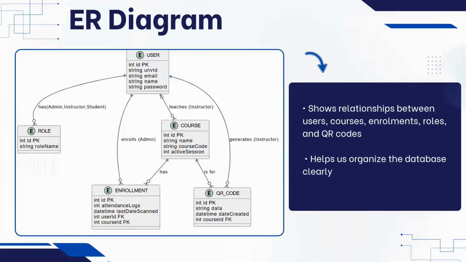Here, this is the ERD, the entity relationship diagram. It helped us structure the database properly. So we have the user table, which is linked to the roles table. So each user has a role. The course is linked to the instructor, and students get enrolled into courses through the enrollments table. We also have the QR code table to store each QR code data linked to both the course and the user who created it, which is the instructor, of course. This diagram helped us a lot during implementation, especially in understanding how everything connects.